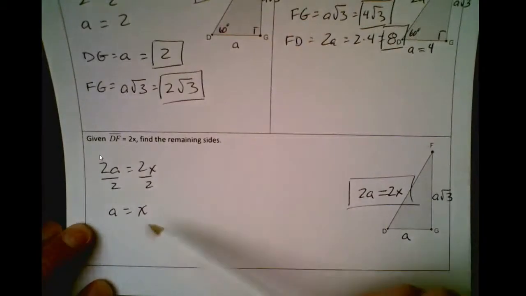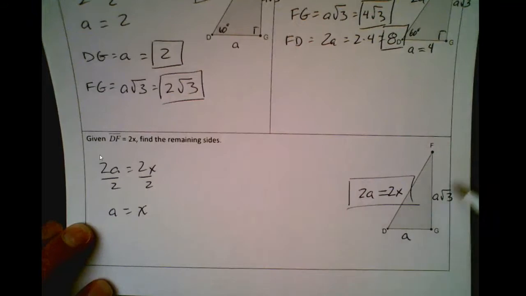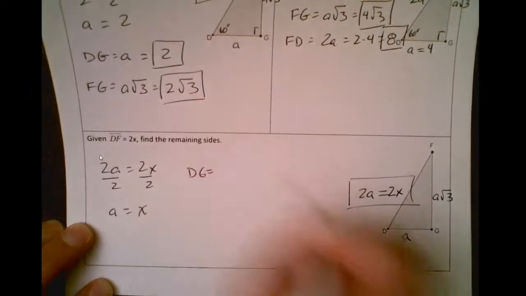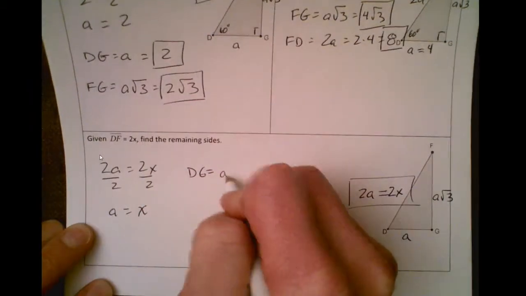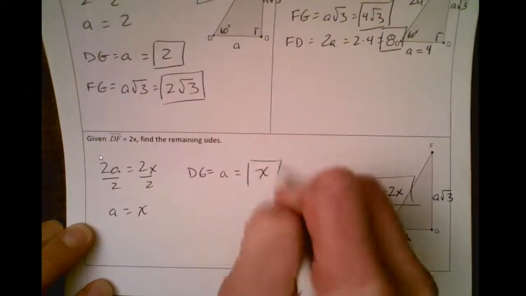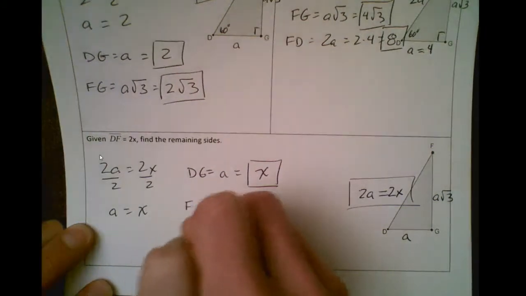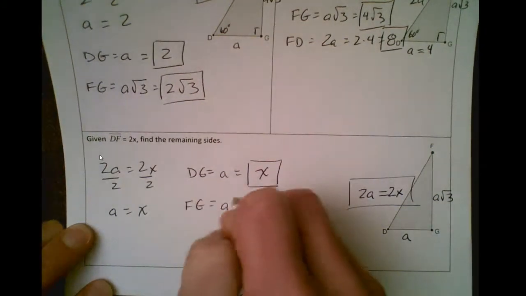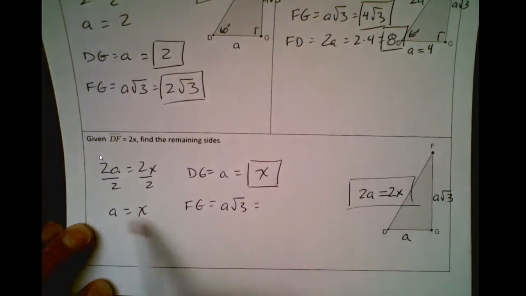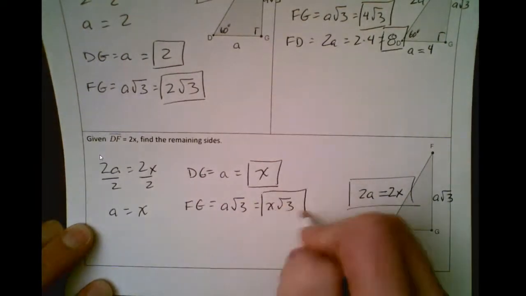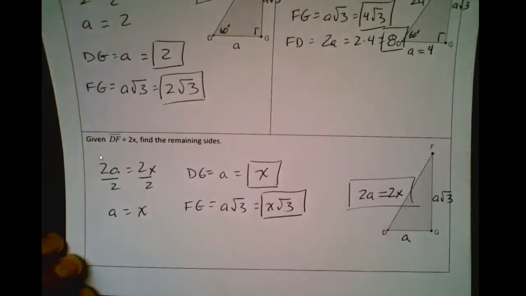This is a little bit weird because we have a variable equal to a variable, but let's go ahead and, everywhere we see an A over here, I'm going to substitute in an x. I know that DG is A, so A is equal to x, so that's just x. And I know that FG is A root 3, again substitute in x for A, so that's going to be x root 3. Alright, so there you have it.